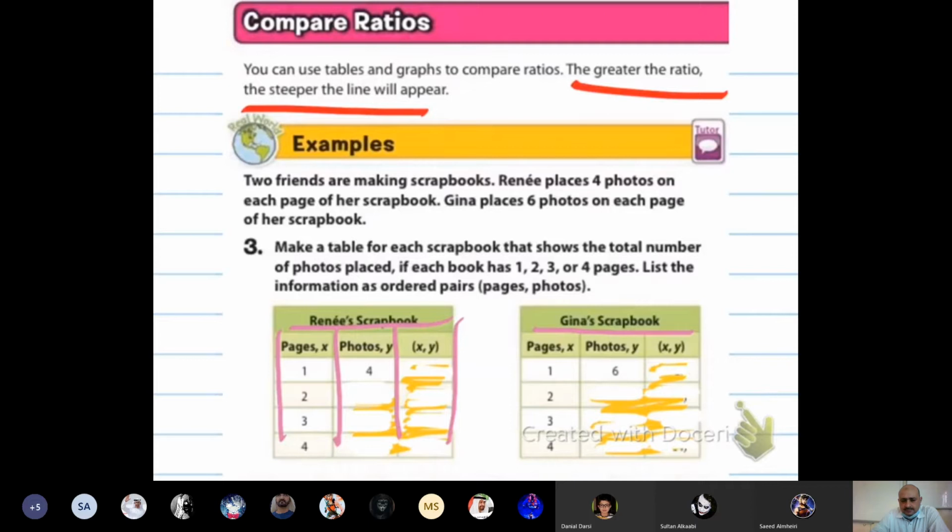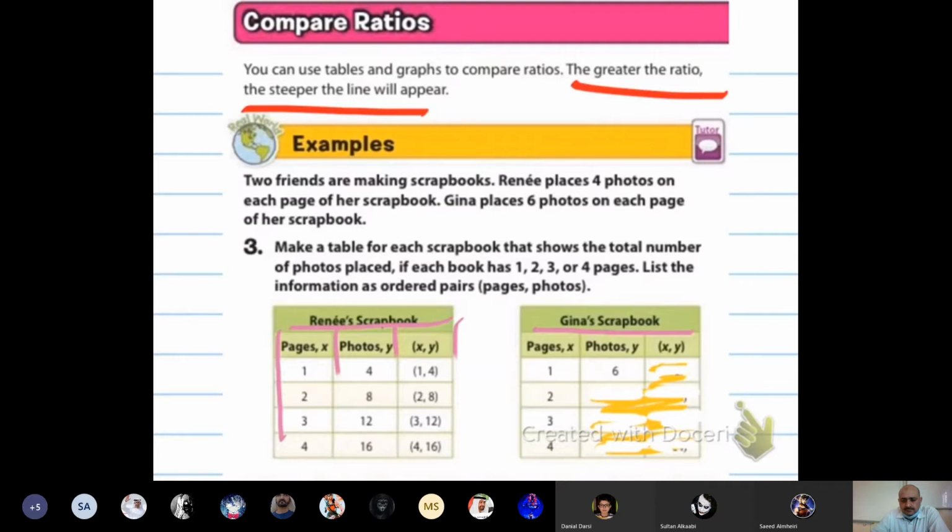So for every one page, there's 4 photos on Renee's. And so for 1 page, the ordered pair is going to be 1, 4. If there's 2 pages, how many photos would you have? You would have 8 photos, and then we would make the ordered pair 2, 8. If you have 3 pages, it would be 12, and that would make 3, 12. And 4 pages would be 16, so it would be 4, 16. So that's how we would build up that table.